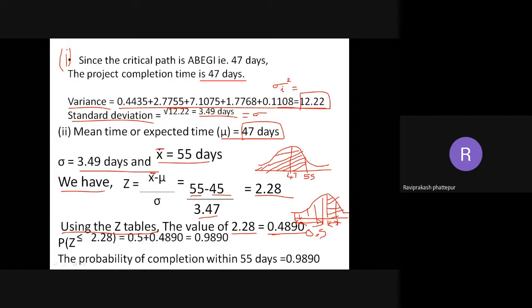So 0.4980 plus 0.5. Next, 0.5 plus 0.4890 is equal to 0.9890. That means the maximum probability is there of finishing in 55 days, because my normal duration is only 47. After 47, I could finish any time. So 55 is way too high. So that means 0.9890.